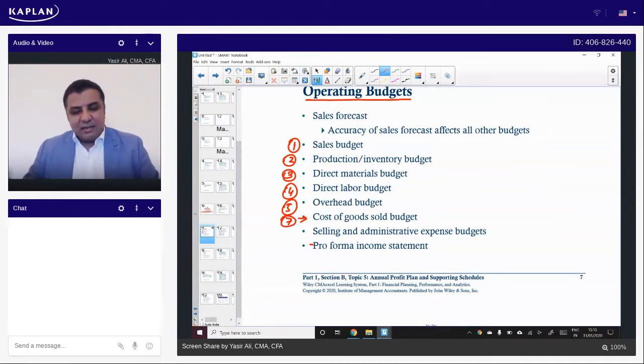And then in time, as we have discussed, selling, admin, and general expenses, and then we will have a pro forma or a budgeted income statement. So let's get started with our first budget.